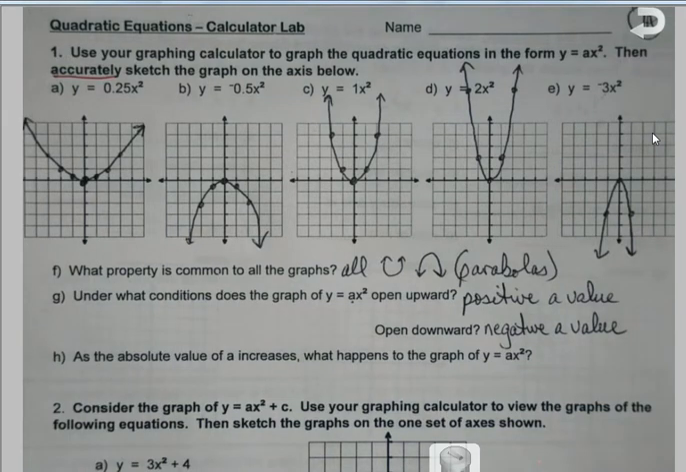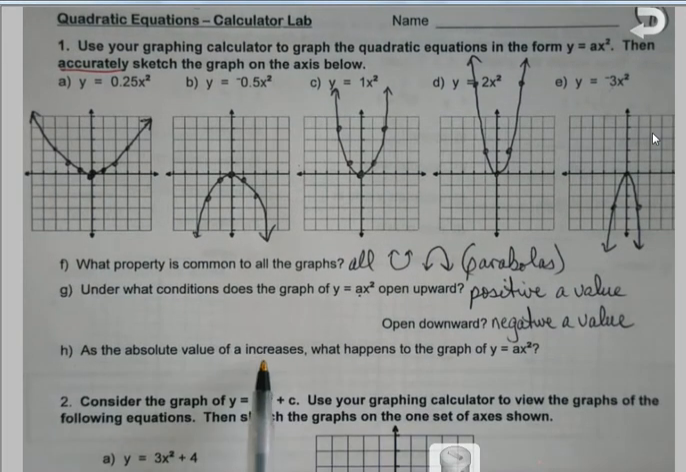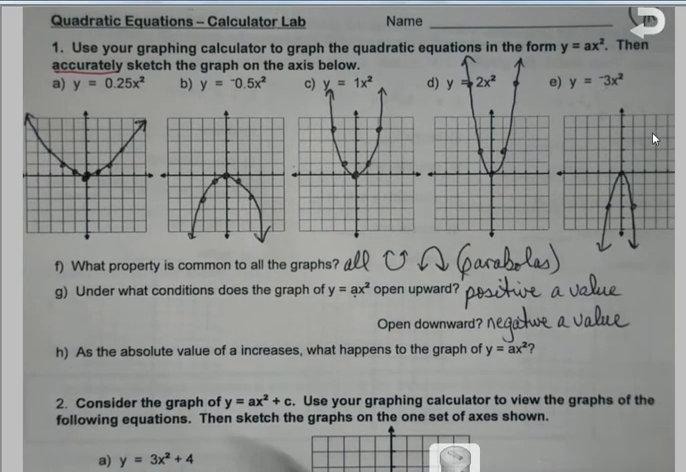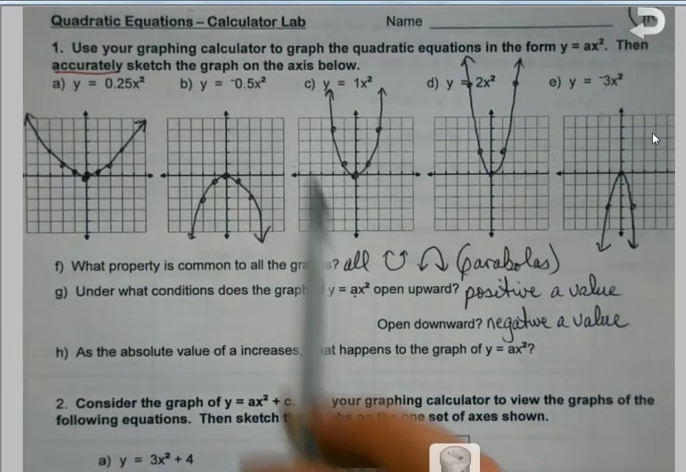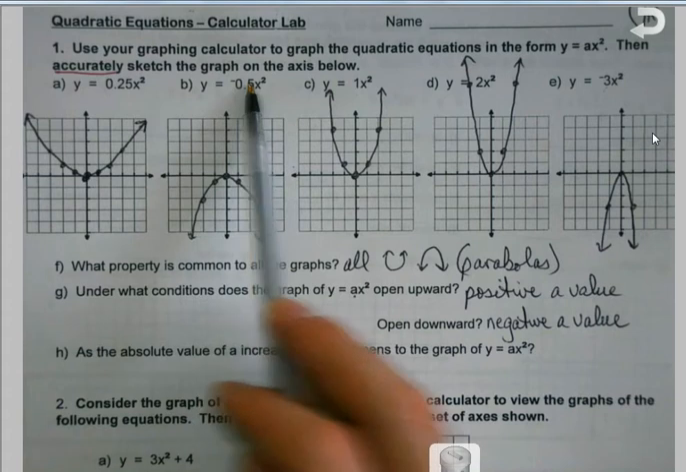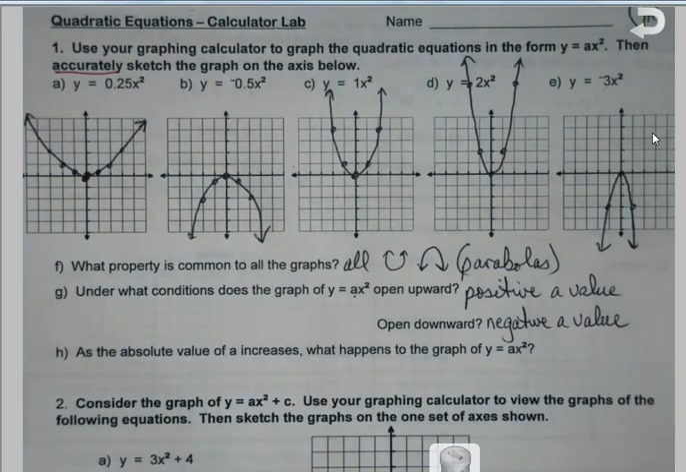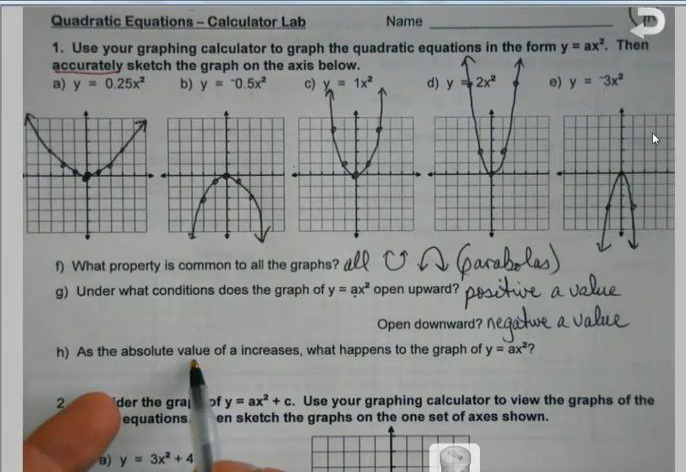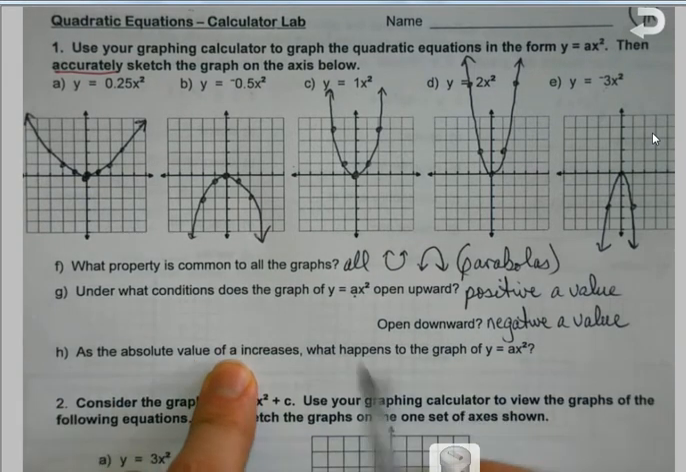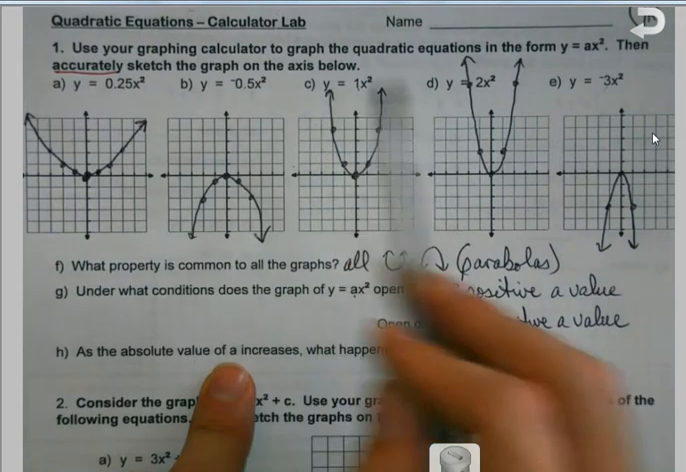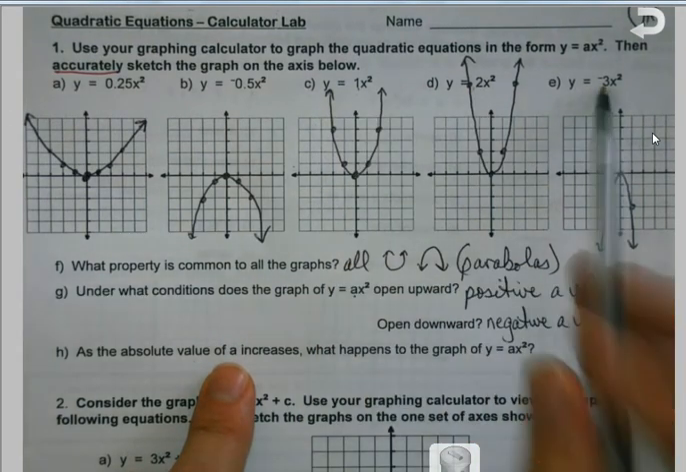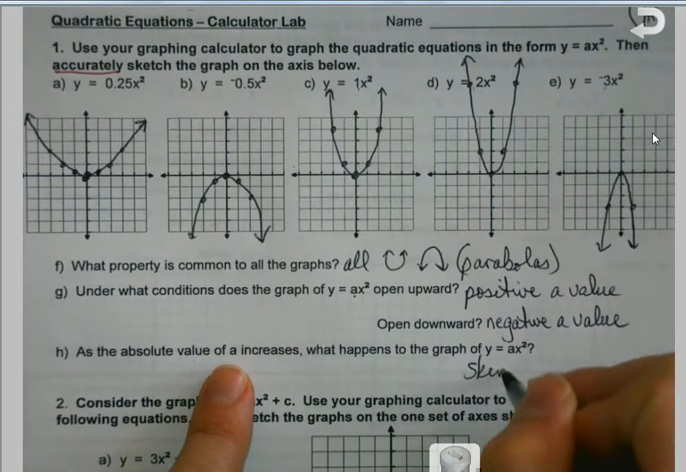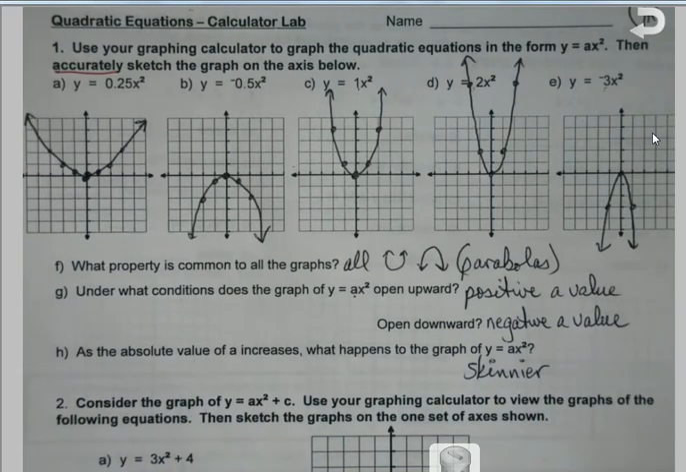Now, as the absolute value of a increases, and we say the absolute value, even though you don't see that in any of these, is because no matter if it's positive or negative, whether something gets skinnier or widens, it's not the sign that matters, it's just that value, and that's why we talk about the absolute value here. So as it got bigger in value, what happened to my graph? Yeah, it got skinnier, it got thinner. Whatever one of those words you would like to use would work okay. And if it got smaller and smaller, it would get wider and wider.